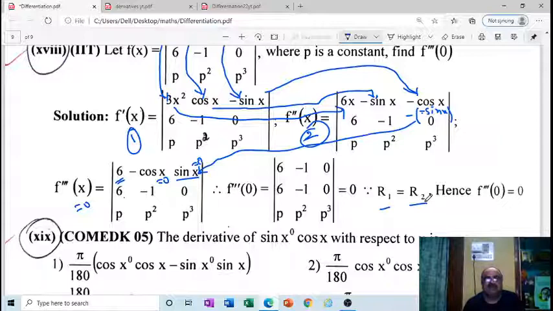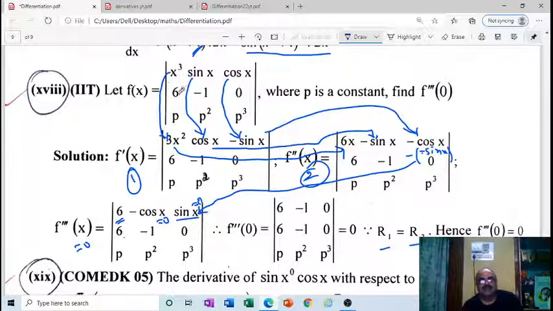Look here, what all we have done in this. We have differentiated the first set, second set, and third set. Correct? First, second, third. 3 times the differentiation is done in this. After that, you have substituted the value of 0 into it.